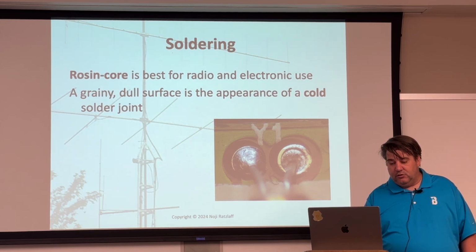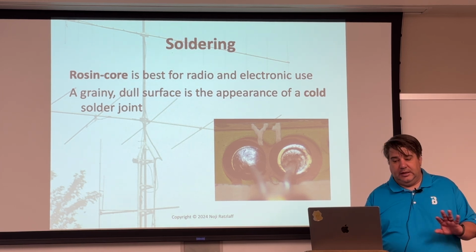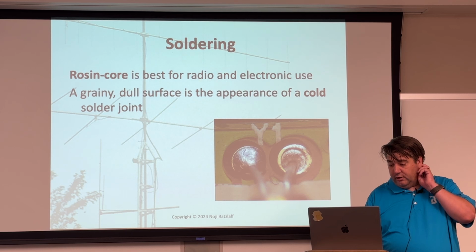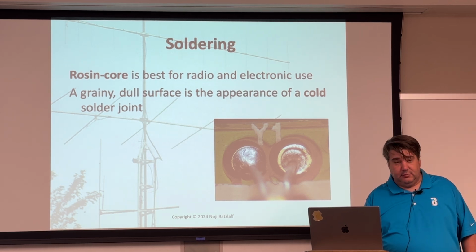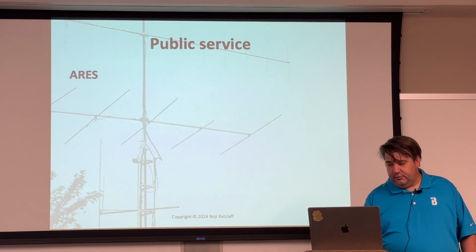And when you look at connections that have been soldered on your radio, or when you make connections for your radio or an antenna that you build, a grainy, dull surface is the appearance of a cold solder joint that may not be as effective. So you might want to resolder that. And we're almost there.